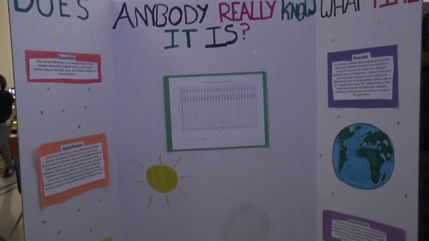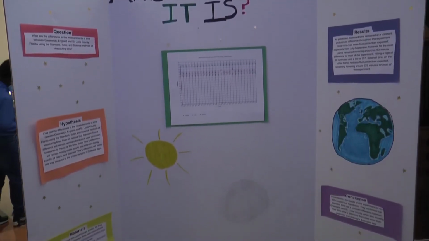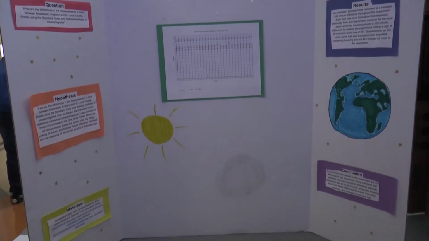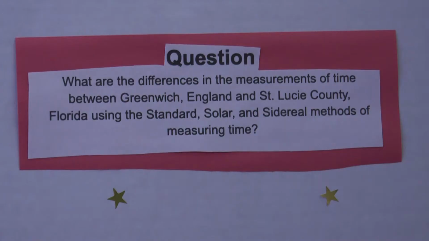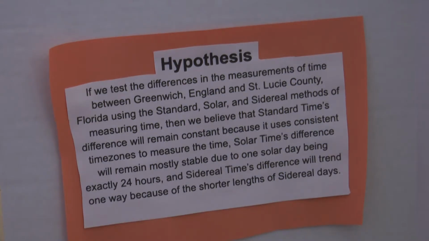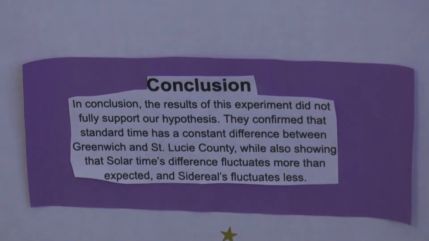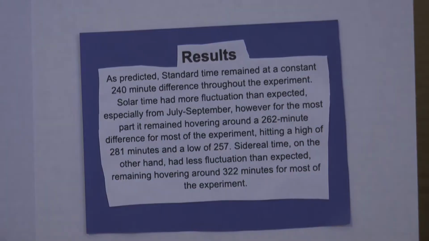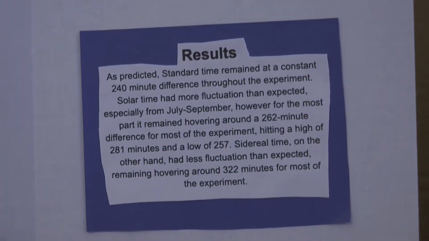And our hypothesis was that standard time would stay around the same mark for the entire experiment because of the way it's set up to do better coordination between the different parts of the world. And we thought that solar time would remain mostly constant because of solar days being 24 hours in length. And we thought that sidereal time would largely trend one way because sidereal time has shorter days, being 23 hours, 56 minutes, and 4 seconds.